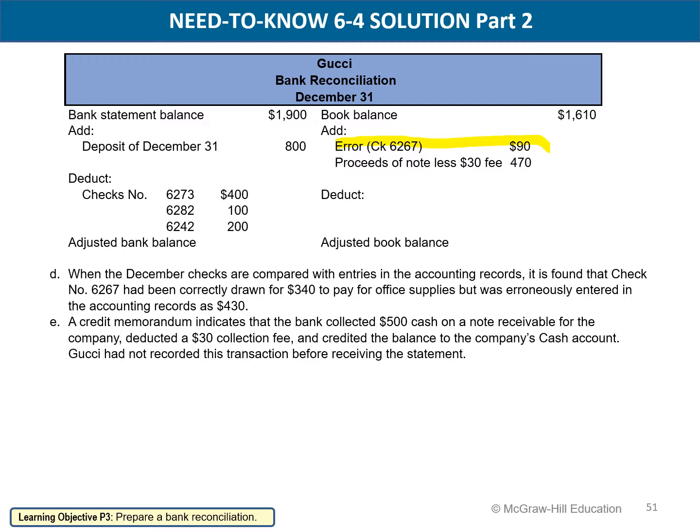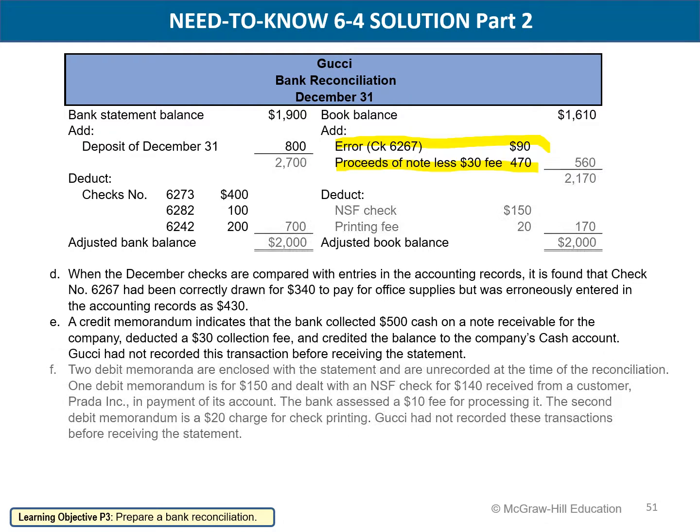And let's see. In letter E, there's a credit memorandum that indicates the bank collected $500 cash on a note receivable for the company and deducted a $30 collection fee. So we don't have that in our records, so we need to add that to our accounting records, that net $470 cash that we received.